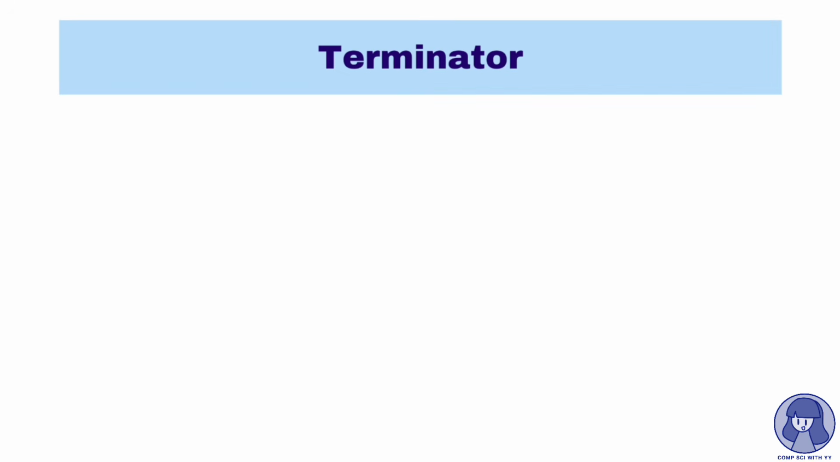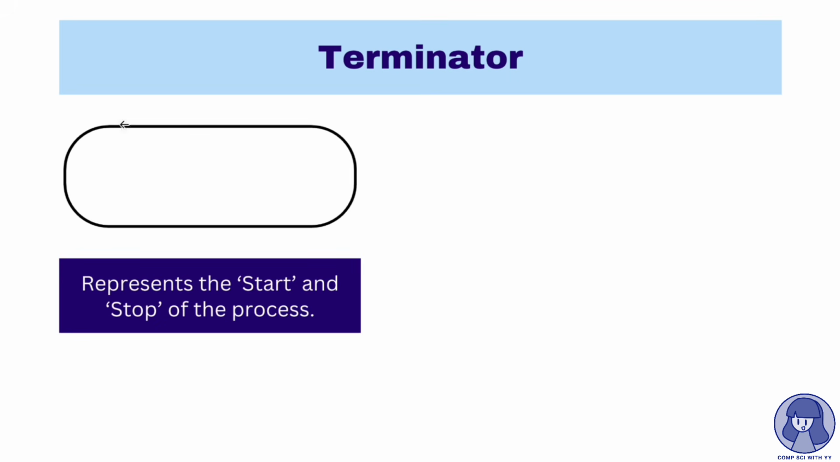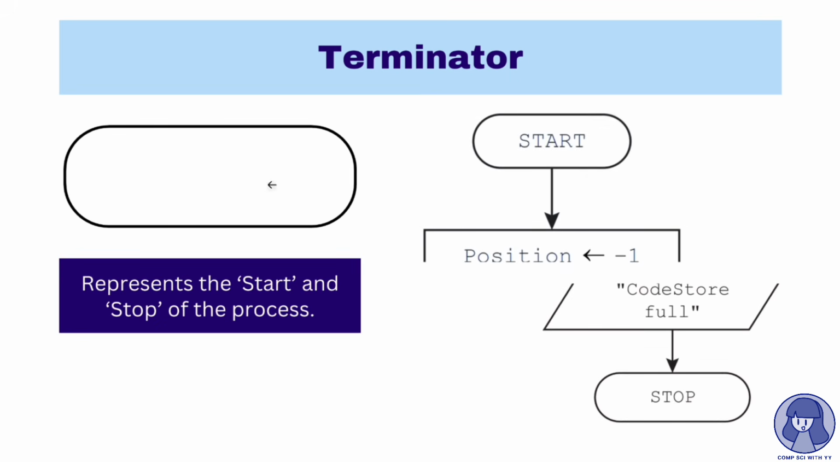The first one is the terminator, which looks like this. It's a rectangle, but the edges are really rounded. And so inside of this, we write either the word start or stop, and then we put them at the beginning and the end of the page usually. So the start indicates where the reader should start reading from, and the stop indicates where the flowchart ends.